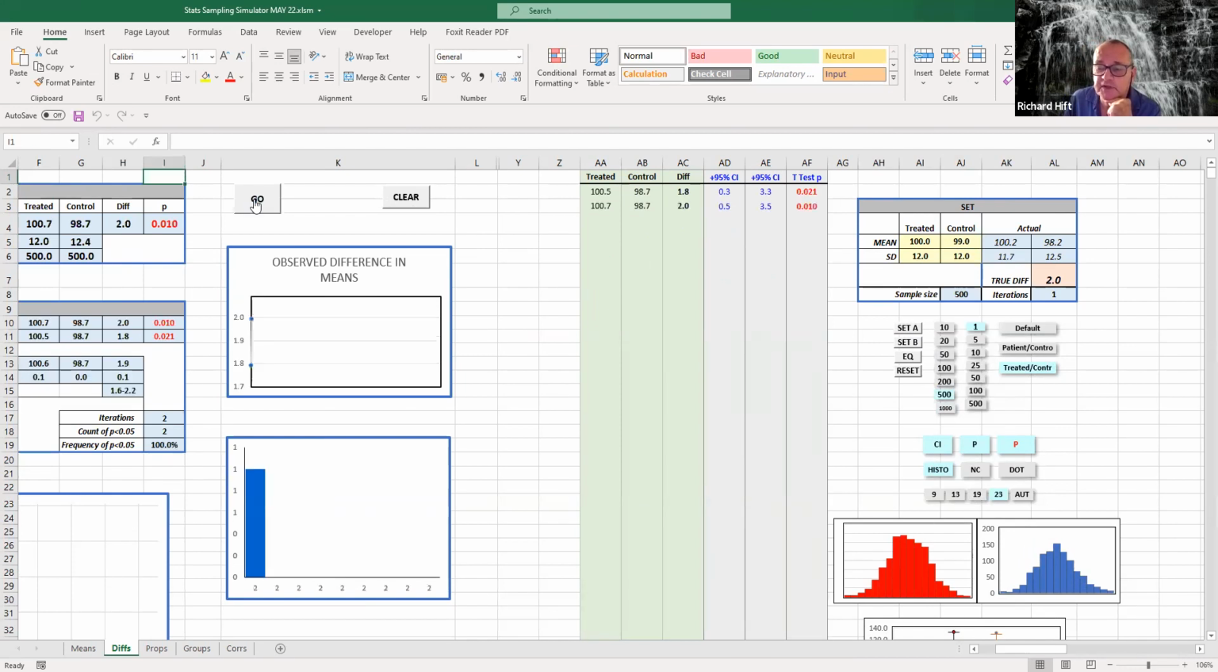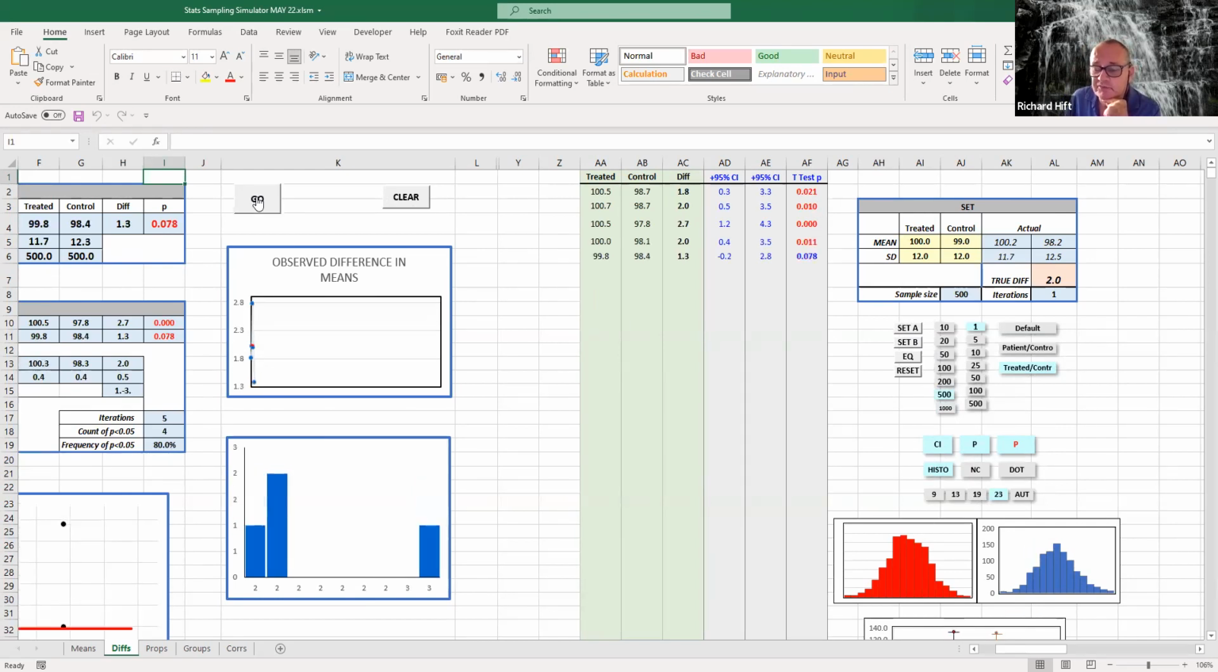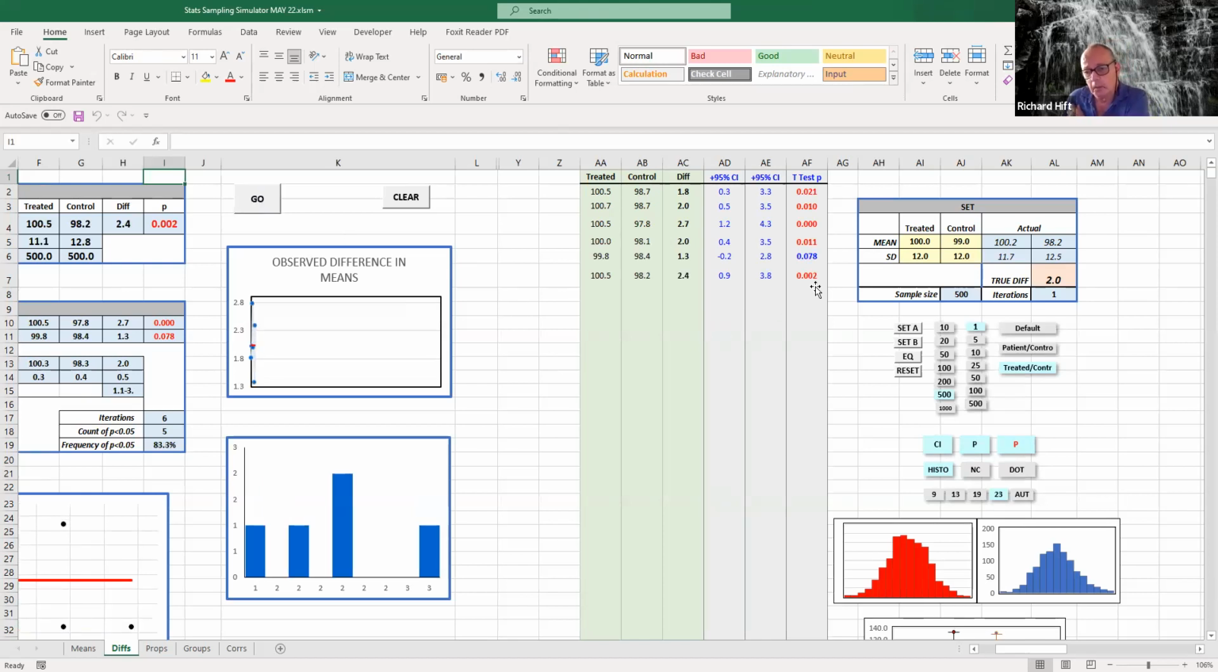Significant, significant, significant. All the reds are less than 0.05. Significant, significant, oh, not quite significant, significant. What we've really achieved here is 80% power. 80% of the time we are picking up a significant value. 20% of the time we're missing it.